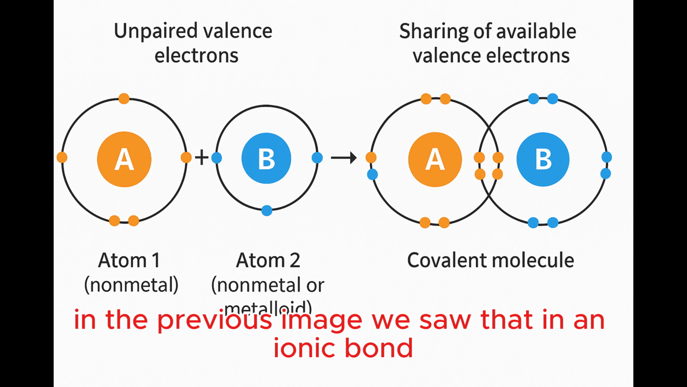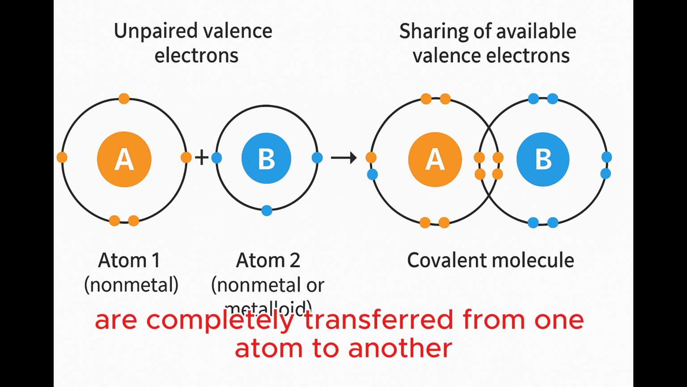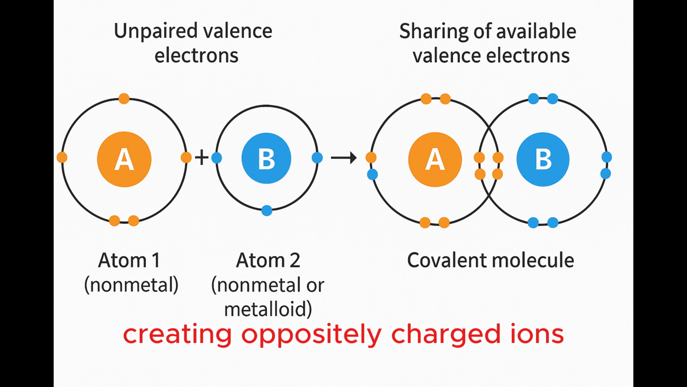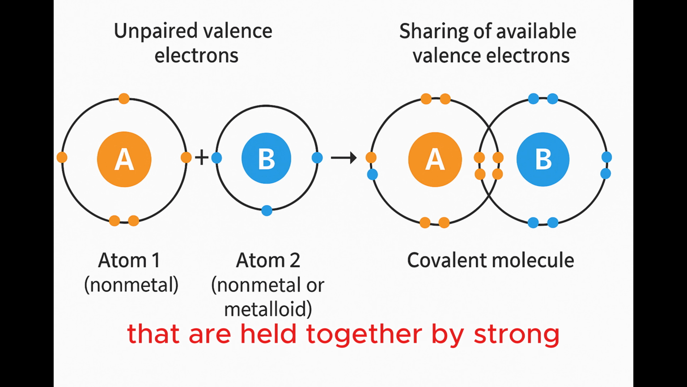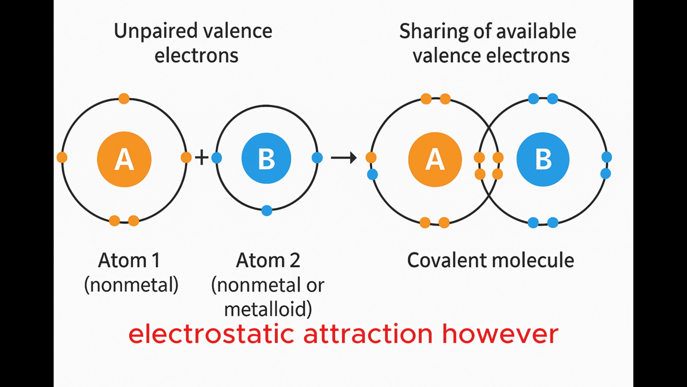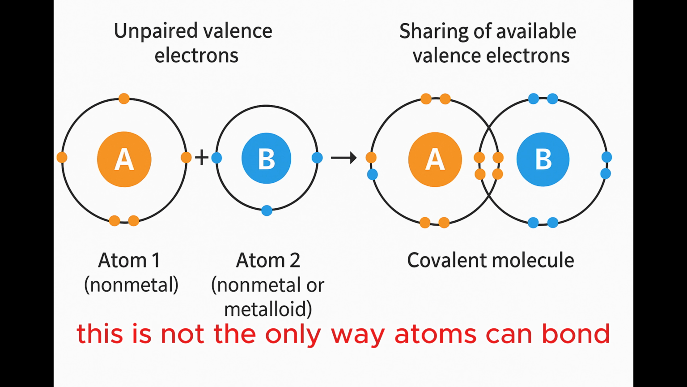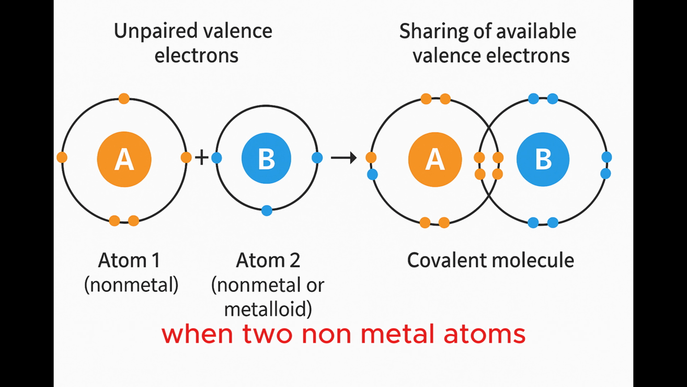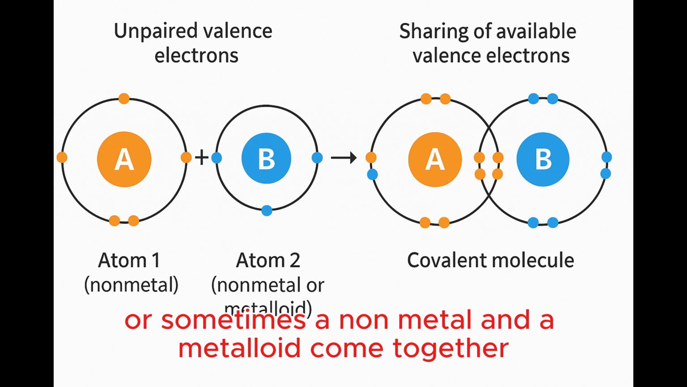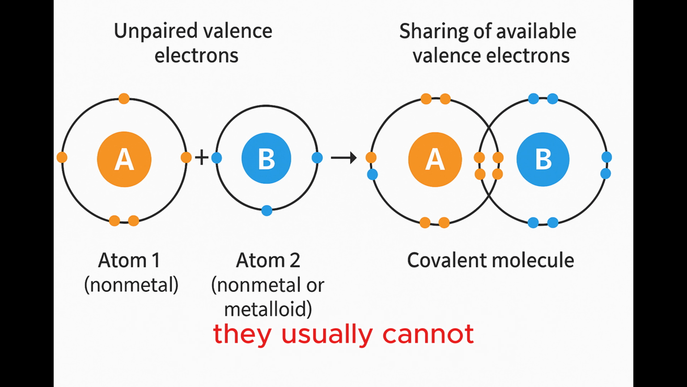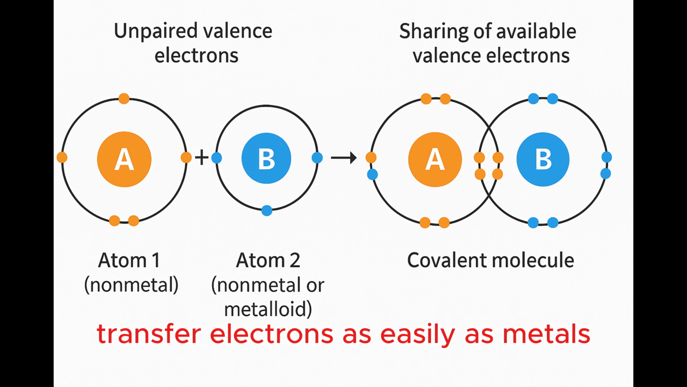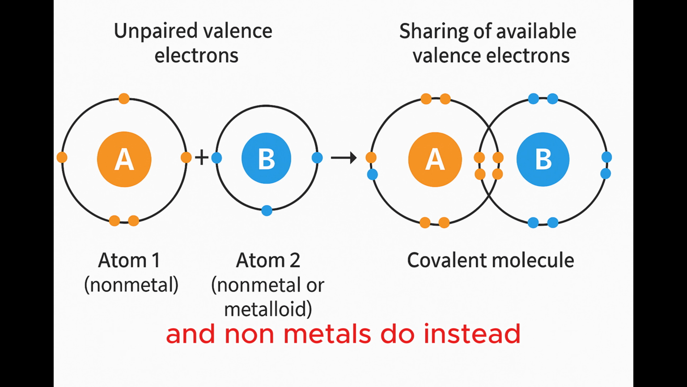In the previous image, we saw that in an ionic bond, electrons are completely transferred from one atom to another, creating oppositely charged ions that are held together by strong electrostatic attraction. However, this is not the only way atoms can bond. When two nonmetal atoms, or sometimes a nonmetal and a metalloid, come together, they usually cannot transfer electrons as easily as metals and nonmetals do.